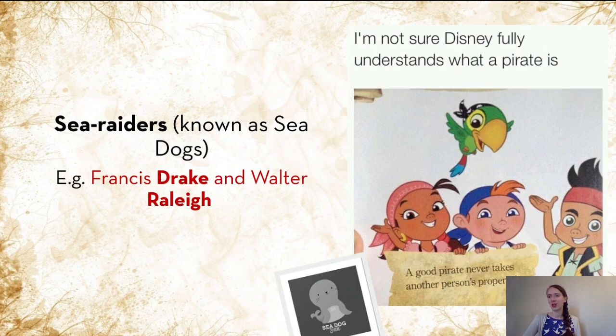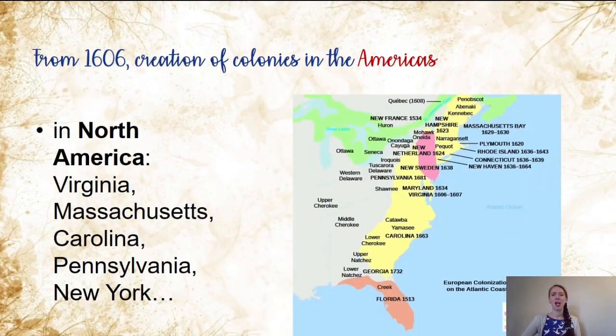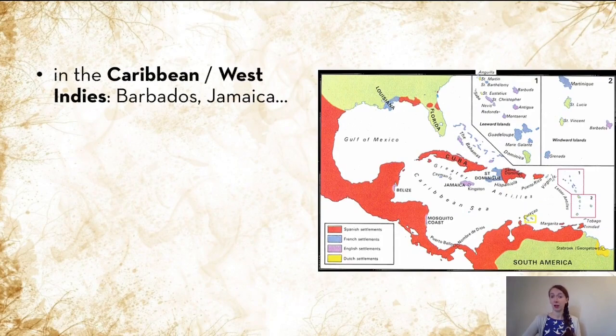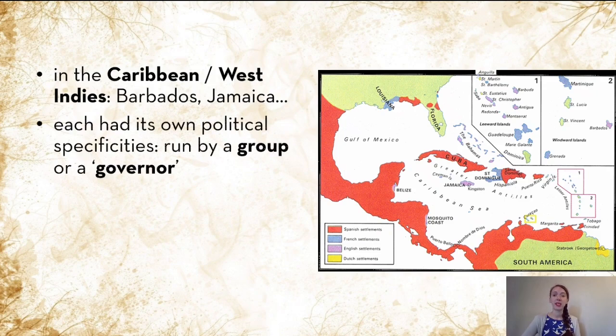So, interestingly enough, when Disney tells us a good pirate never takes another person's property, what Disney's describing is a very poor pirate. But, setting things aside, from 1606 onwards, there were colonies that were created in the Americas, of course, as I'm sure you're aware of, in Northern America. There were also colonies in the Caribbean, in the West Indies, as they were called, like Barbados, Jamaica.